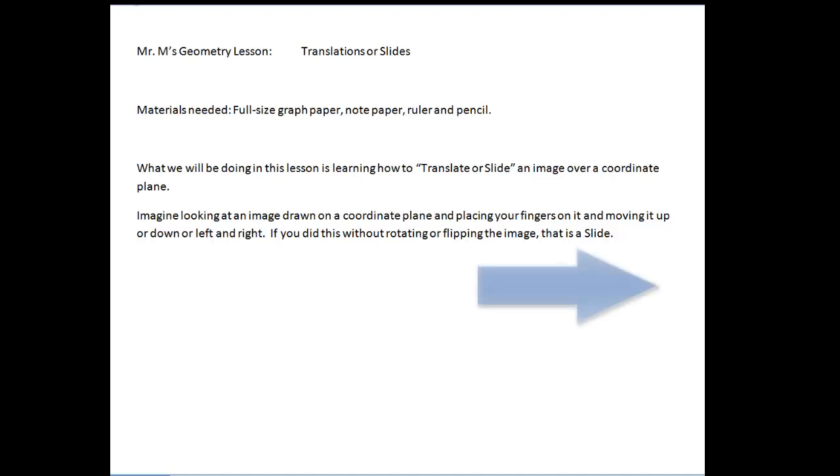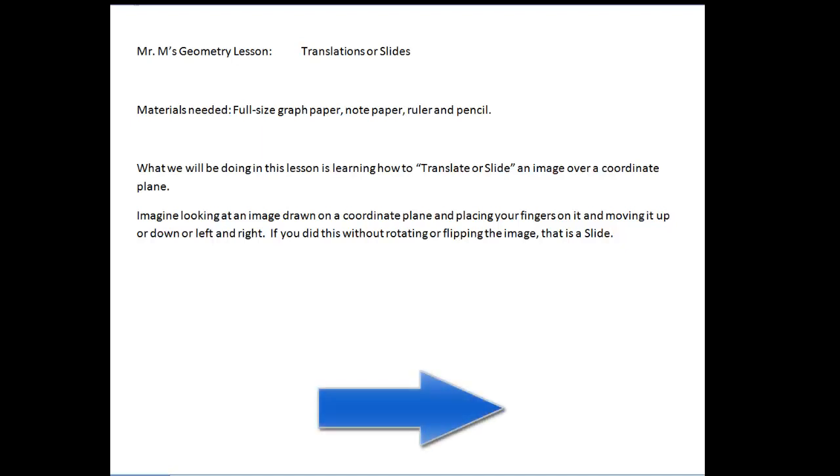What we'll be doing in this lesson is learning how to translate, or slide, an image over a coordinate plane. Imagine looking at an image drawn on a coordinate plane, placing your fingers on it, and moving it up or down or left and right. If you did this without rotating or flipping the image, that is a slide.